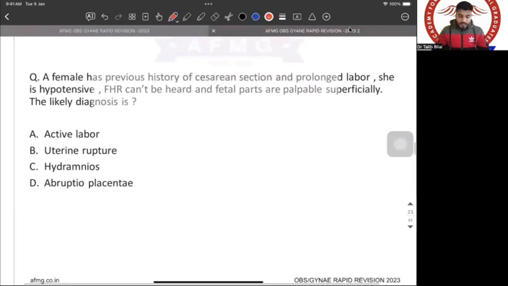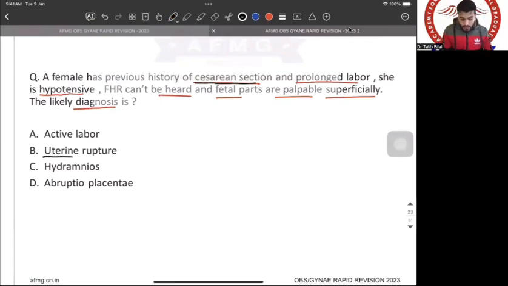A female has a previous history of a cesarean section and prolonged labor. She is hypotensive. Fetal heart rate cannot be heard and fetal parts are palpable superficially. The likely diagnosis is... So guys, the hint in the question is that she has a history of a previous cesarean section. That means there can be rupture of the previous cesarean scar, and the diagnosis will be uterine rupture. The diagnosis will be what, guys? Uterine rupture.